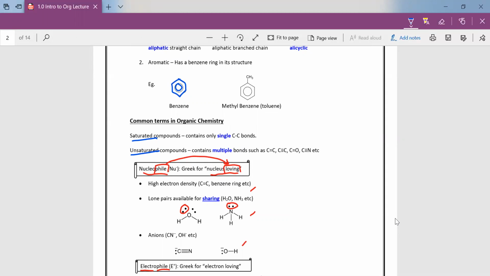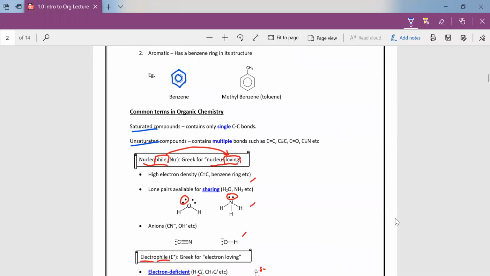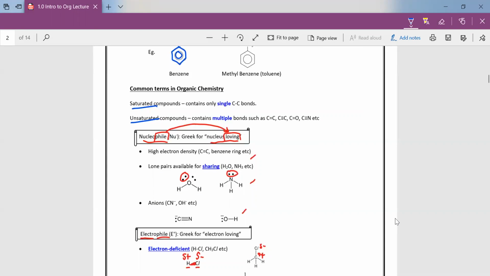Another two common terms which I want to introduce to you guys is this thing called nucleophile, where phile means loving. So nucleophile means nucleus loving. These three categories of species basically are most likely to be your nucleophiles: things which have high electron density, things which have lone pairs available, and things which are negatively charged. They're likely to be nucleophiles.